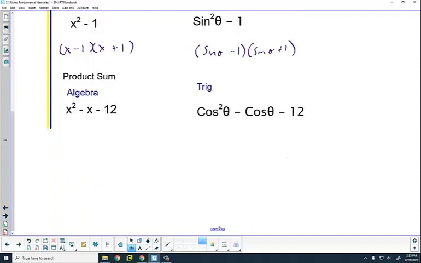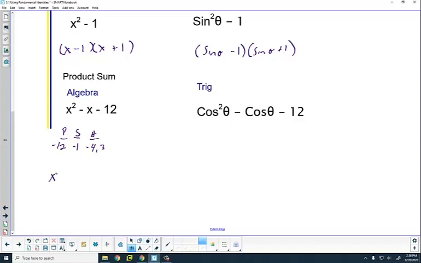Then next we have product sum. So product sum and the numbers. 1 times negative 12 is negative 12, and the sum is this b value right here, negative 1. So what multiplies to give us negative 12 but adds to give us negative 1? I think 4 and 3, and then negative 4. So negative 4 times 3 is negative 12, and negative 4 plus 3 is negative 1.